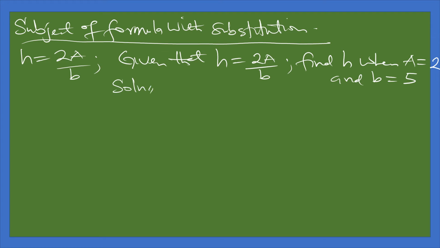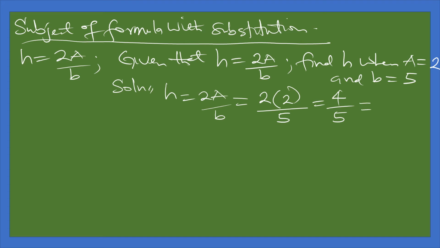Solution, H is equal to 2A over B. And they said A is 2. So 2 into 2 divided by 5. This is 2 times 2 is 4. This is 5. This gives you 0. You add 0 here. 40. 40 divided by 5 is 8. Therefore, our H is equal to 0.8. As easy as ABC. Now let's take another example.